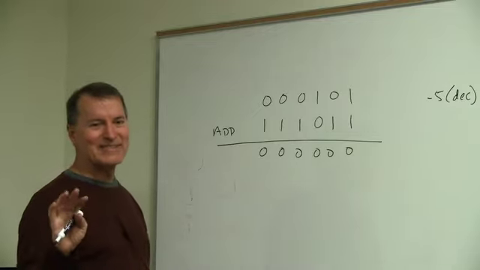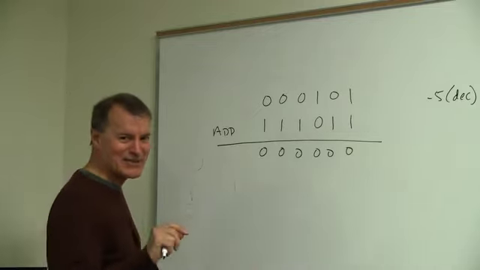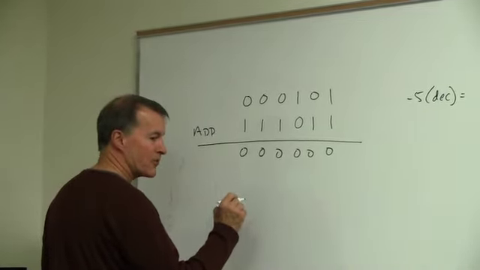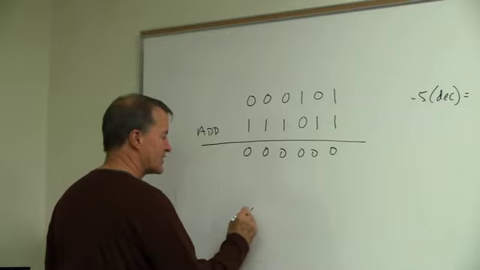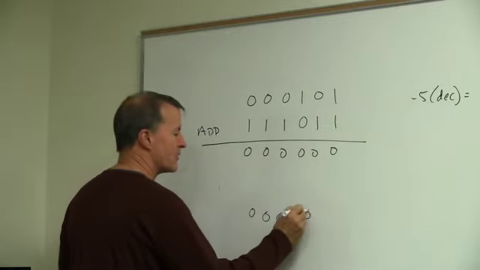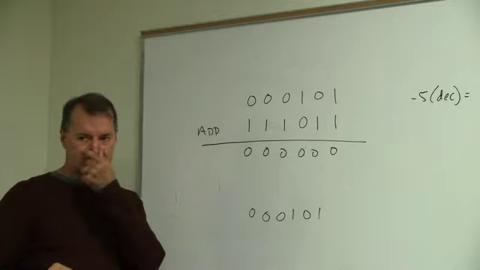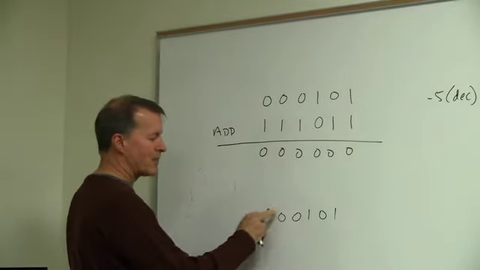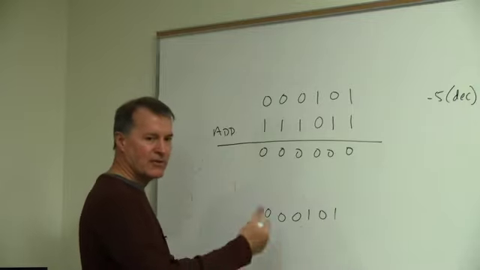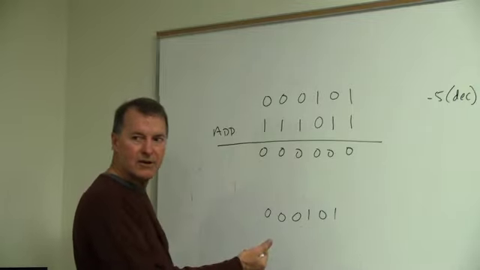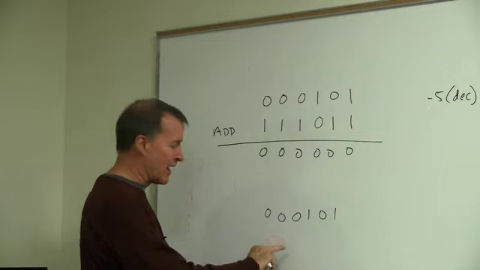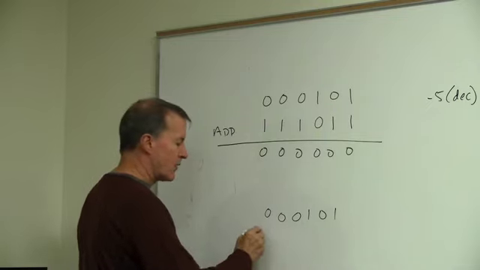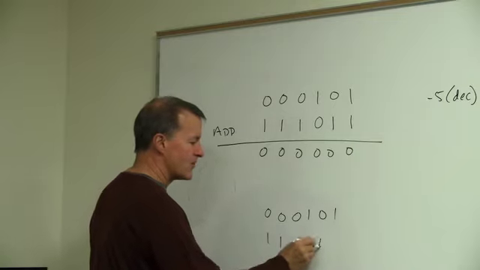Well, okay, watch this. Are you ready for this, sports fans? Check this out. Let's start with 5, right? 0, 0, 0, 1, 0, 1. Now let me ask you this. What would happen if I just took every single bit here and inverted it? What would I have? I would have 1, 1, 1, 0, 1, 0, right?